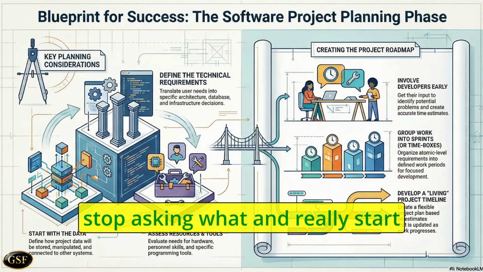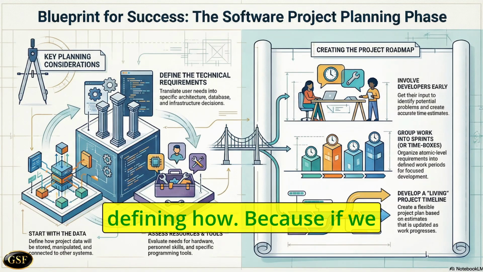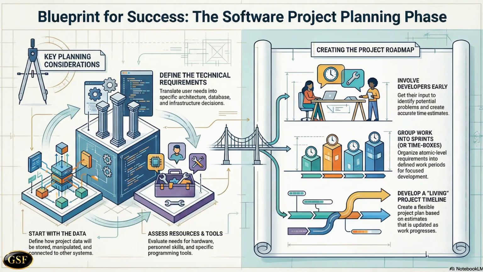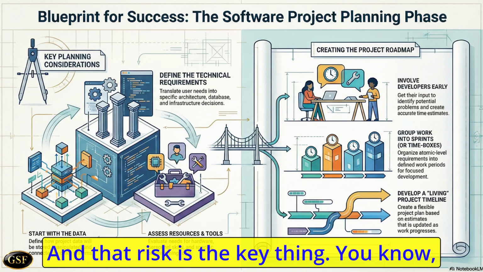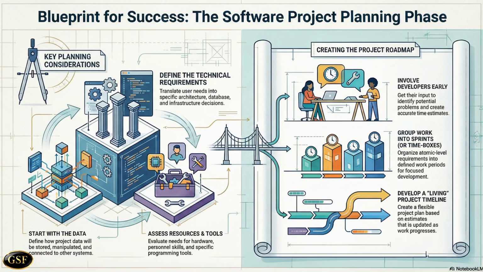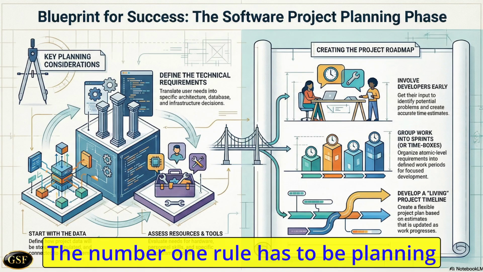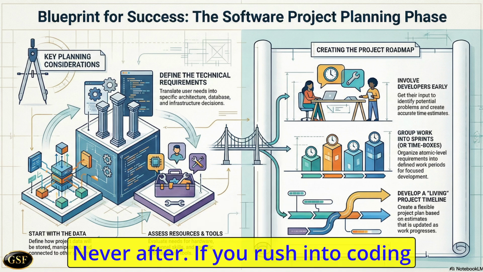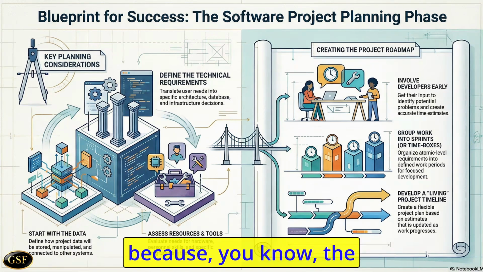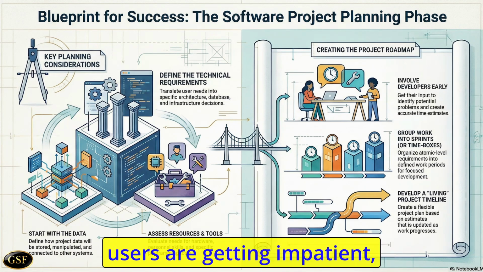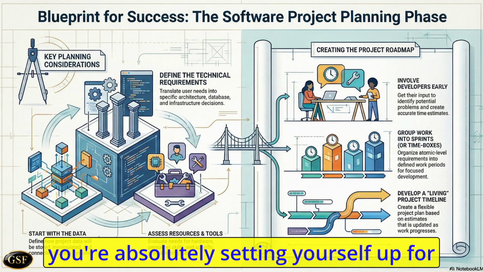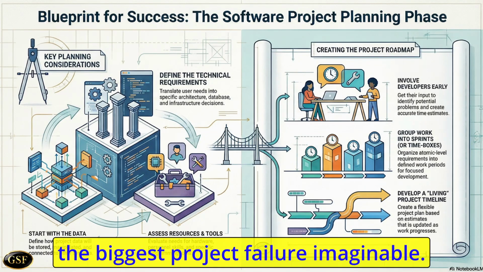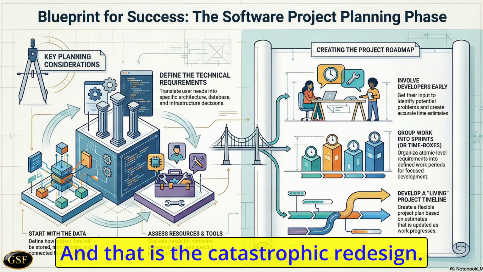This is where we stop asking what and really start defining how. Because if we fail here, the whole project just risks collapsing. And that risk is the key thing. We need to emphasize that right up front. The number one rule has to be planning must happen before the first line of code is written. Not after. Never after. If you rush into coding because the users are getting impatient, you're absolutely setting yourself up for the biggest project failure imaginable. And that is the catastrophic redesign.